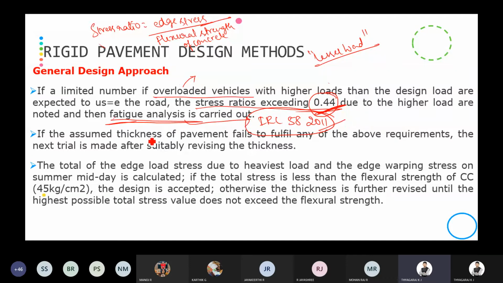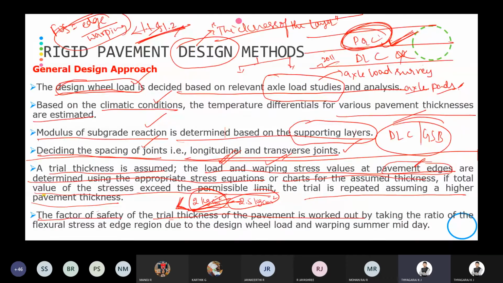Then if the assumed thickness of pavement fails to fulfill any of the requirements, the next trial is made after suitably revising the thickness. If it fails to satisfy this stress ratio, we are going to redesign the thickness. There are three criteria you are going to consider for redesign. One is the edge load and warping stresses: if they are less than the permissible limit, it is okay. If they exceed the permissible limit, you are going to revise the thickness.